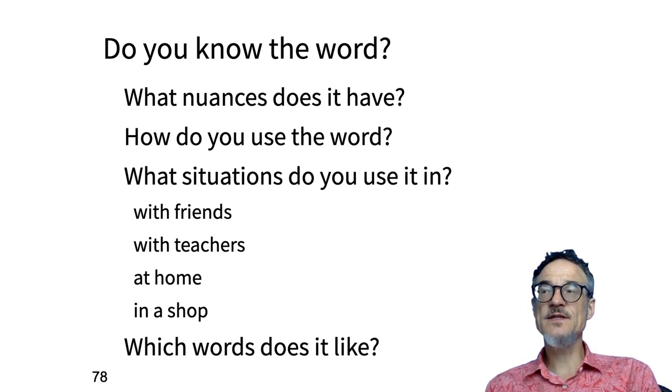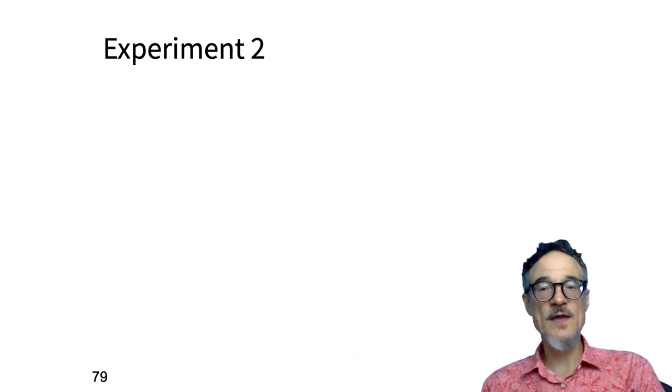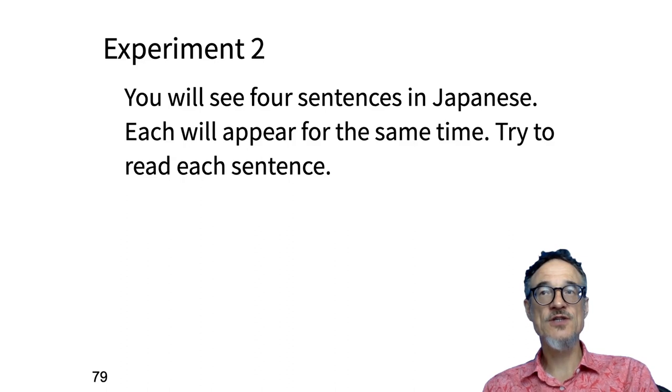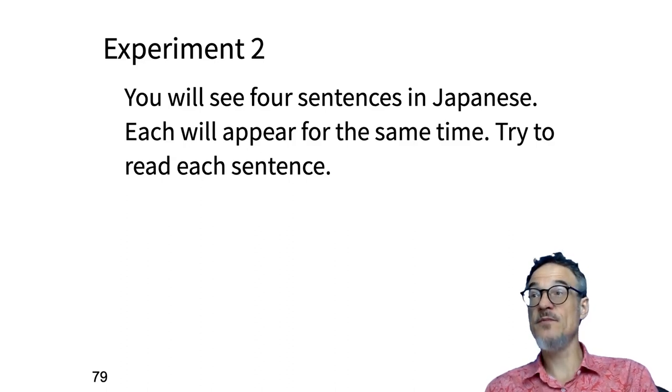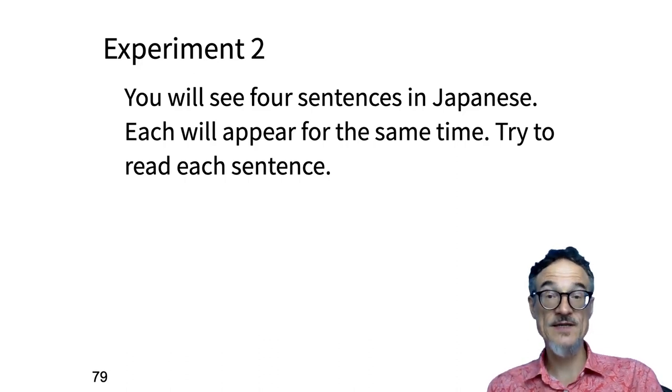Another thing is, which words go together with a particular word? What are the word's friends? And I'm just going to try an experiment now. I like experiments. You're going to see some Japanese sentences. I'm going to show you four sentences in Japanese, and you're going to see each of them for the same length of time. I'd like you just to try and read them and see what happens. Are you ready?